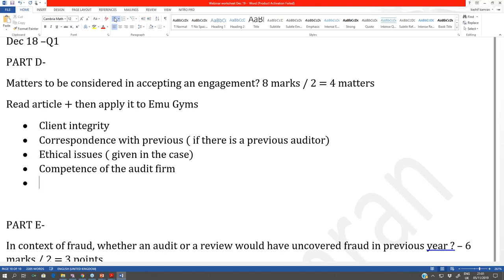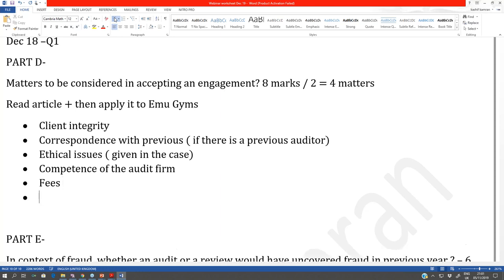You need to consider the fees. Will you be getting a good amount of fees from giving services to Emu Gyms? You need to consider your competence. You need to consider your fees. You need to consider the deadlines. Are the deadlines realistic? Because you need to consider the deadlines versus resources. How much resources you will be using when you will be engaging yourself with Emu Gyms.